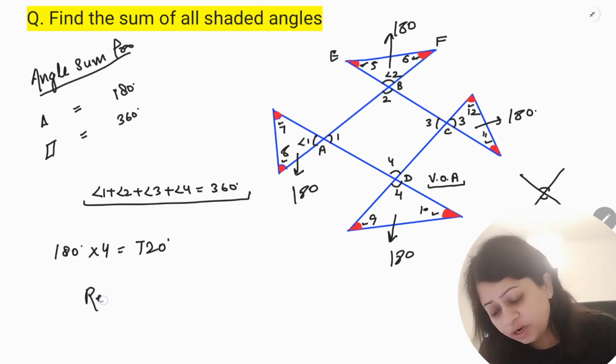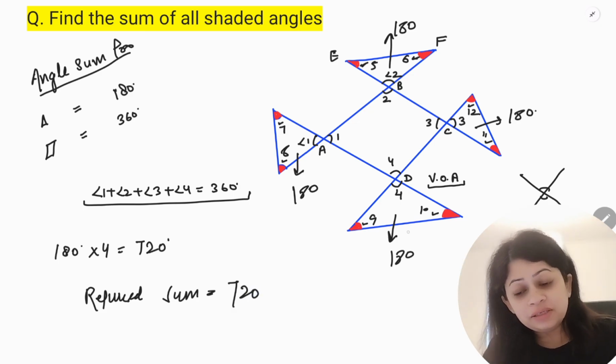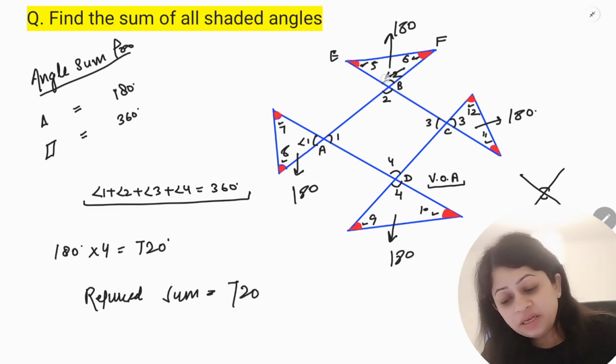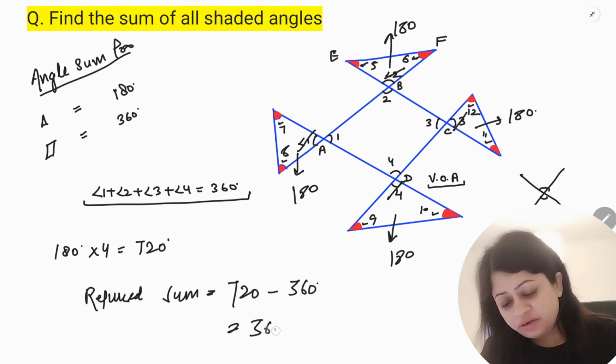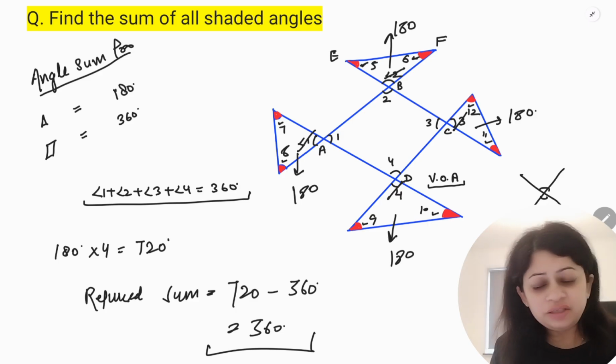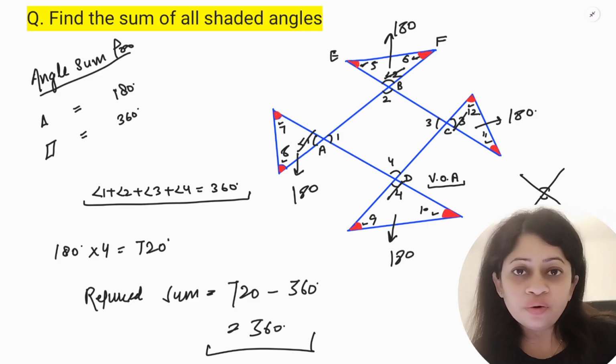So the required sum is equal to 720, the sum of all the angles, but we need to subtract this and this. Minus 360, it will become 360, right? So I hope you understood this. This was very easy. You just need to apply some tricks that you already know, right?